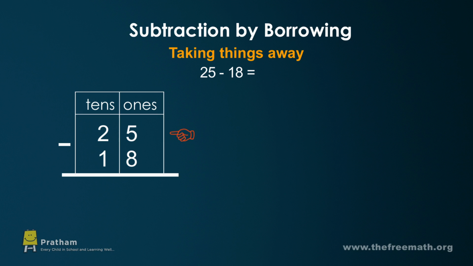Now how do we subtract this? How do we subtract a bigger number from a smaller number? For that we need to make sure that we make 5 bigger. How do we do that? Let's write down 25 as tens and ones. 25 means 2 tens and 5 ones.